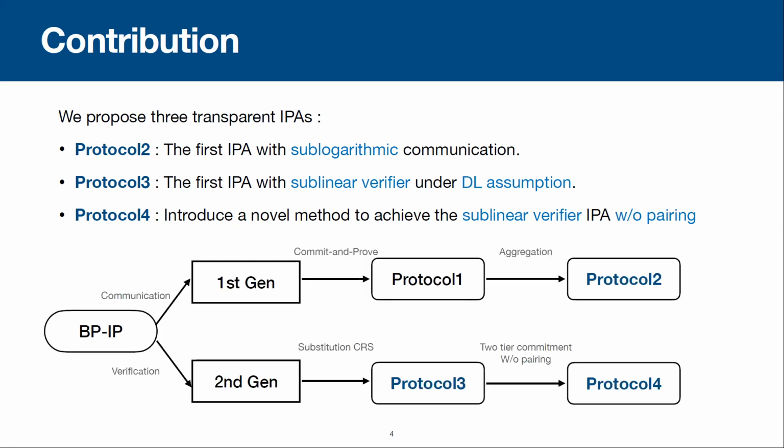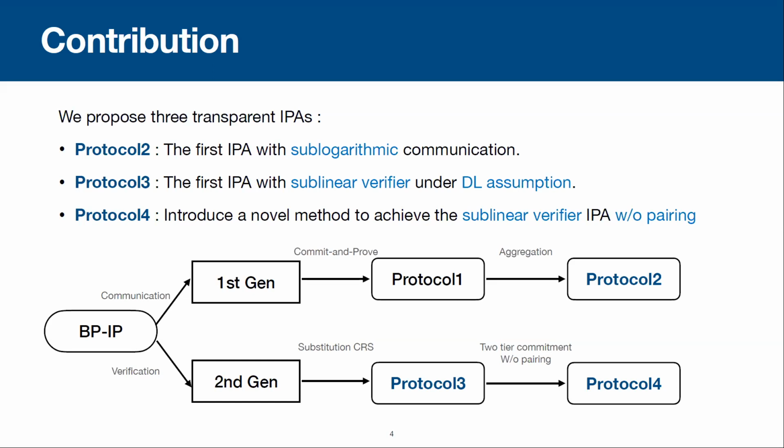And this is the diagram for our contribution. First, we observe the BPIP as two-way communication and verification. After the first generalization, we construct protocol 1 using the commit and proof approach. But protocol 1 is not as efficient as we wish it to be. So additionally, we apply an aggregation technique, and finally we get protocol 2.